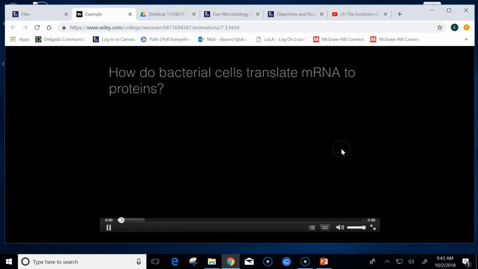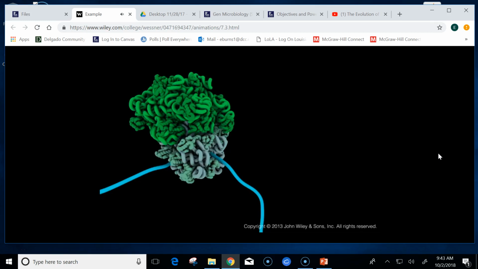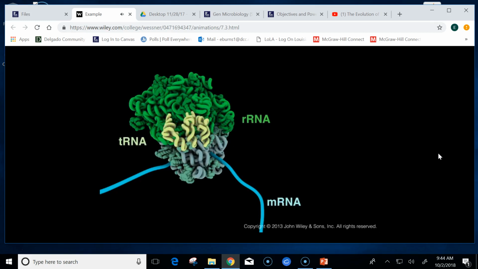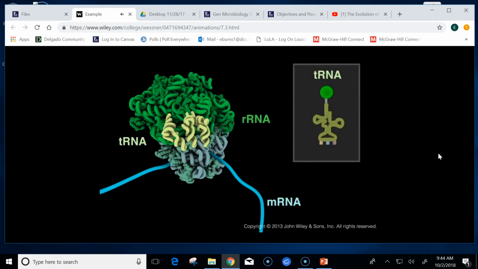So, how do bacterial cells translate mRNA to proteins? Translation involves 3 types of RNA. 1, mRNA, messenger RNA, provides the code for the sequence of amino acids in proteins. 2, rRNA, ribosomal RNA, is a structural component of the 30S and 50S ribosomal subunits that catalyze protein synthesis. And 3, tRNA, transfer RNA, carries amino acids to the ribosome. Each tRNA carries a specific amino acid and has an anticodon region that complements the codon in the mRNA according to the genetic code.